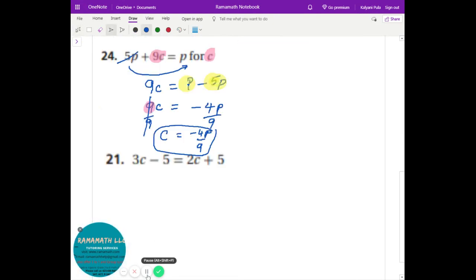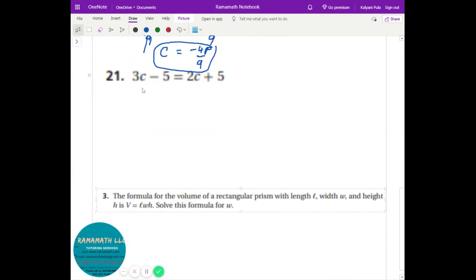In all these questions, since I see the variable on both sides, you want to have the variables on one side. So I'll look for the smaller one. That's 2c, so I'm going to subtract or take away 2c on both sides. Then I get 1c minus 5. Add 5 on both sides. So c is going to be 10.